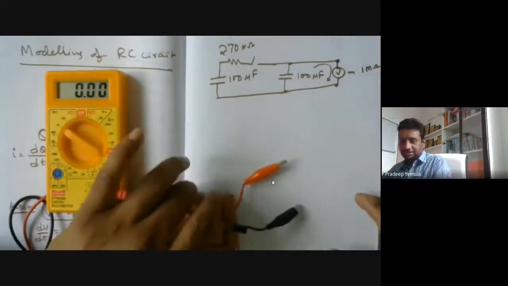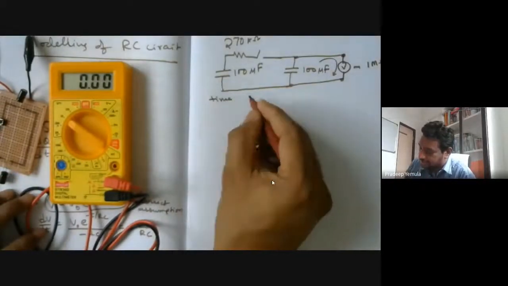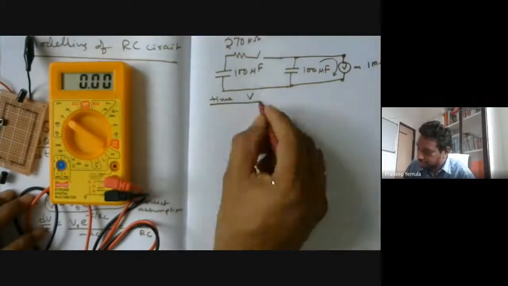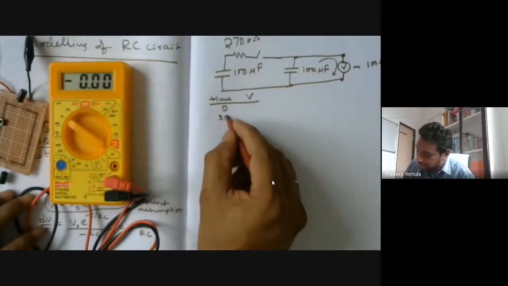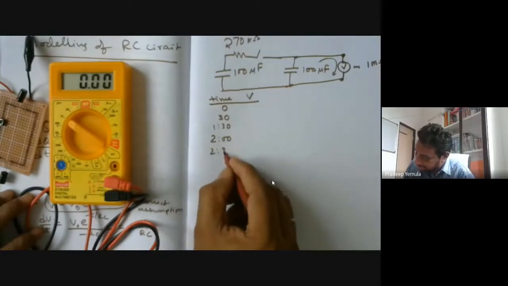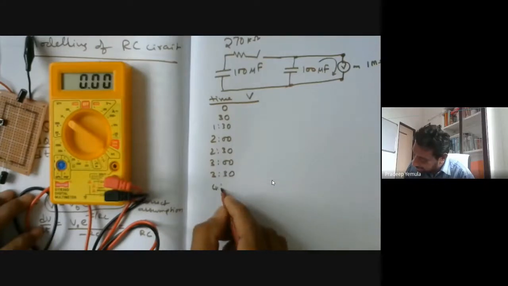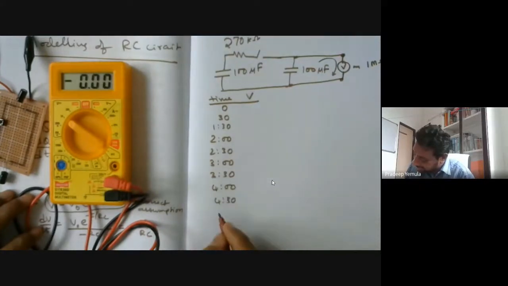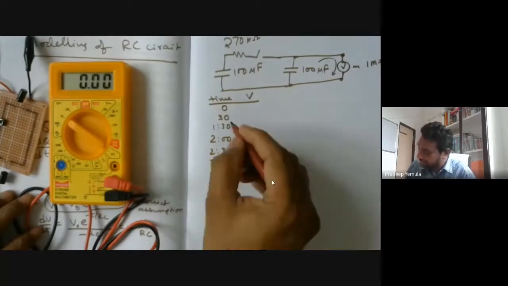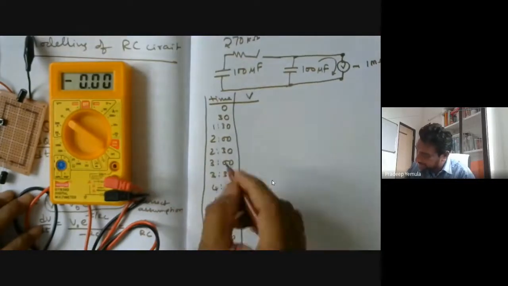So I want to draw the table again, something like this. Time and then the capacitor voltage. Time will be 0, 30 seconds, 1 minute, 1 minute 30 seconds, 2 minutes, 2:30, 3 minutes, 3:30, 4 minutes, 4:30, 5, 5:30, 6 and 6:30. So basically we will repeat the same experiment, but this time with the electrical circuit.